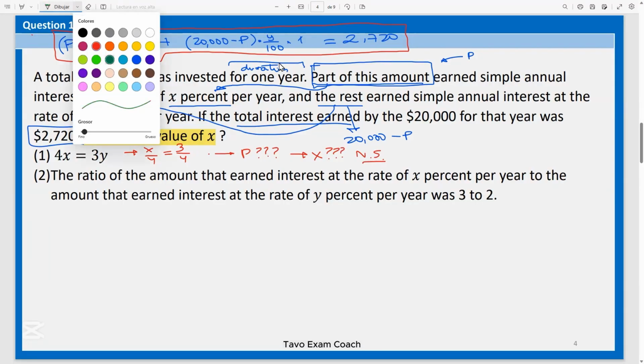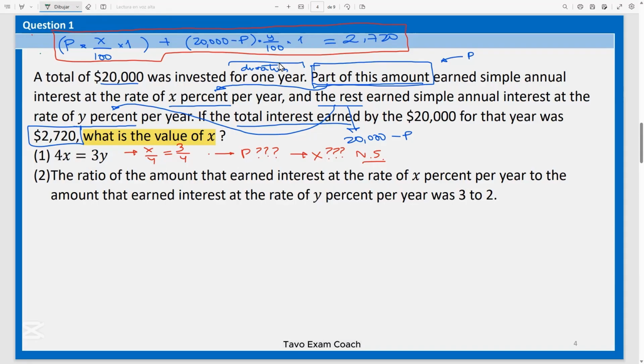Well, statement 2 says that there is a ratio between two amounts. The P dollars, that is the amount that earns interest at the rate of X% per year, divided by the amount that earns the interest at the rate of Y%, that is 20,000 take away P. The ratio of these two is 3/2. Obviously, from this proportion, I can obtain the value of P.